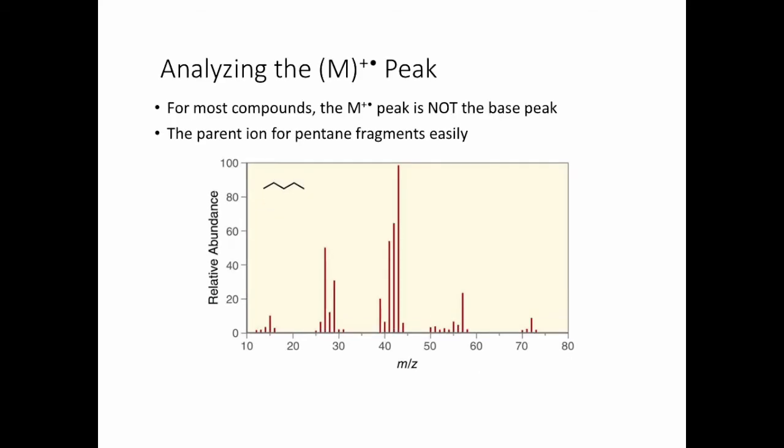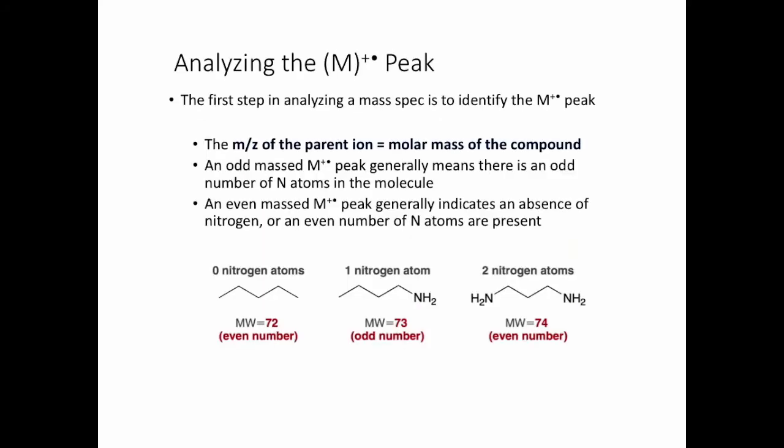Now with benzene, the base peak was the molecular ion peak, but that's often not the case. So if we look at pentane, the mass spectrum shows that the base peak is at 43. That is not the mass for pentane. So indeed, the molecular ion peak is way over here, and it's quite small. So this shows you that the parent ion for pentane fragments quite easily.